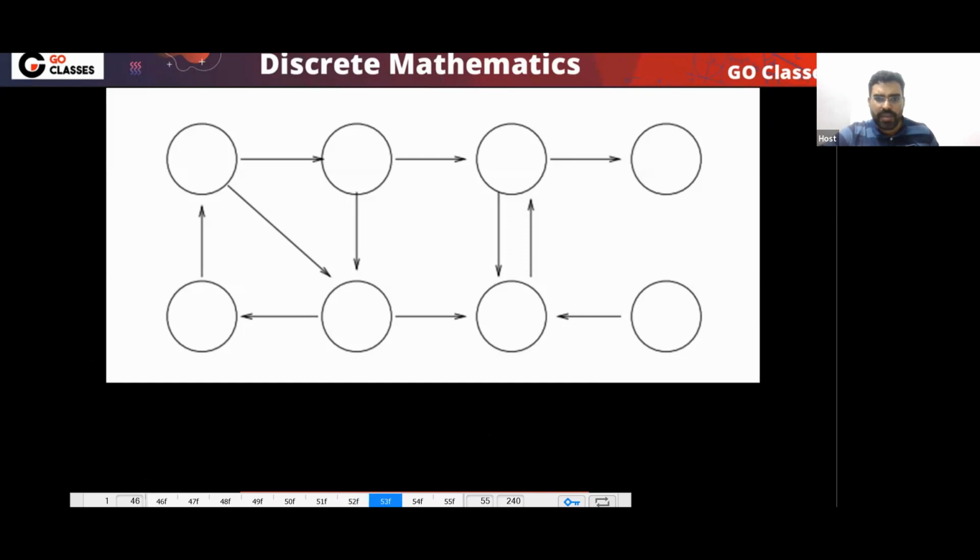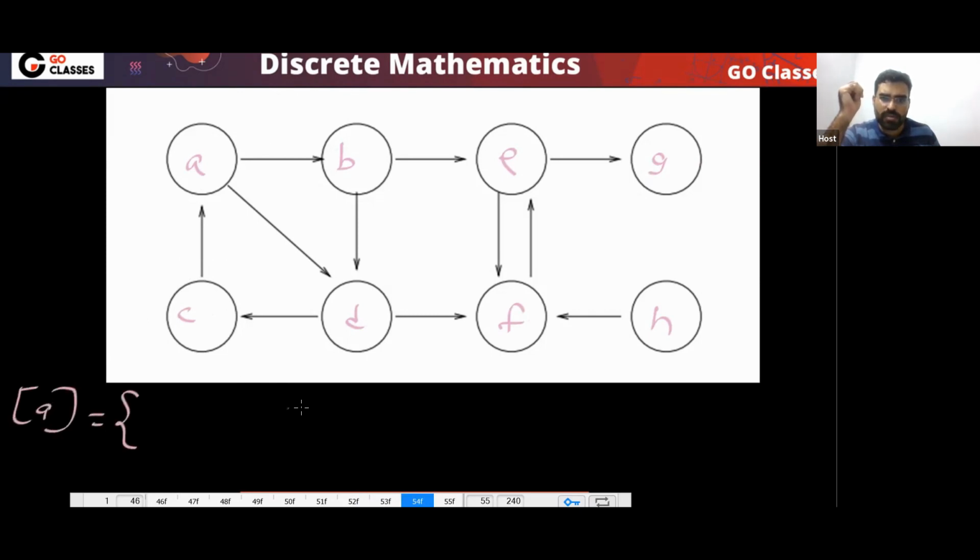Let's see this graph. In this graph, how many components are there? A, B, C, D, E, F, G, H. Let's see one by one. How to find out? Please understand this method. First, you find out the strongly connected component to which A belongs.